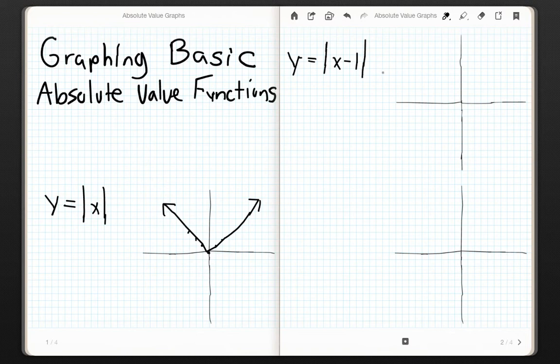So here's a good way to start this. What would we have to make x in order to get y to be 0? Because if y is 0, then we can start right on this x-axis here. So in order to make y equal to 0, we're going to have to make x equal to 1, right? Because the absolute value of 1 minus 1 is going to be the absolute value of 0, which is 0. So we'll make x 1 so that we can start where y is 0.